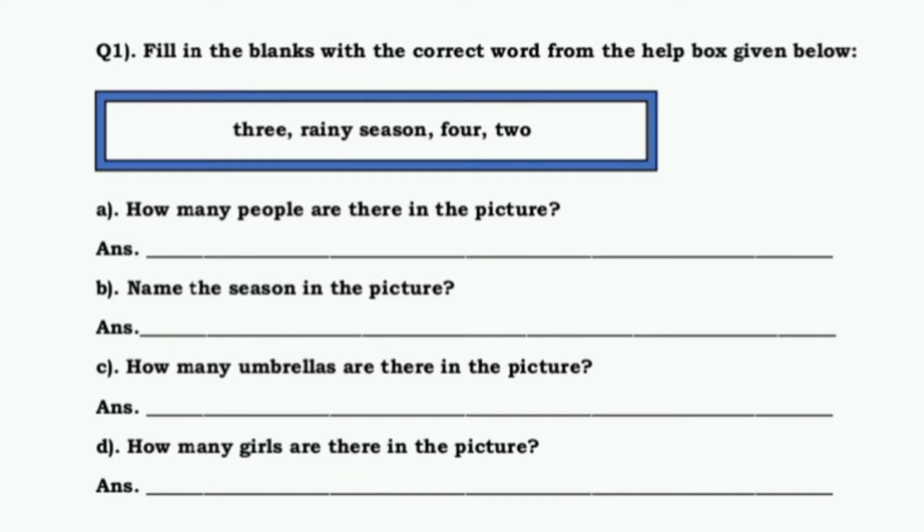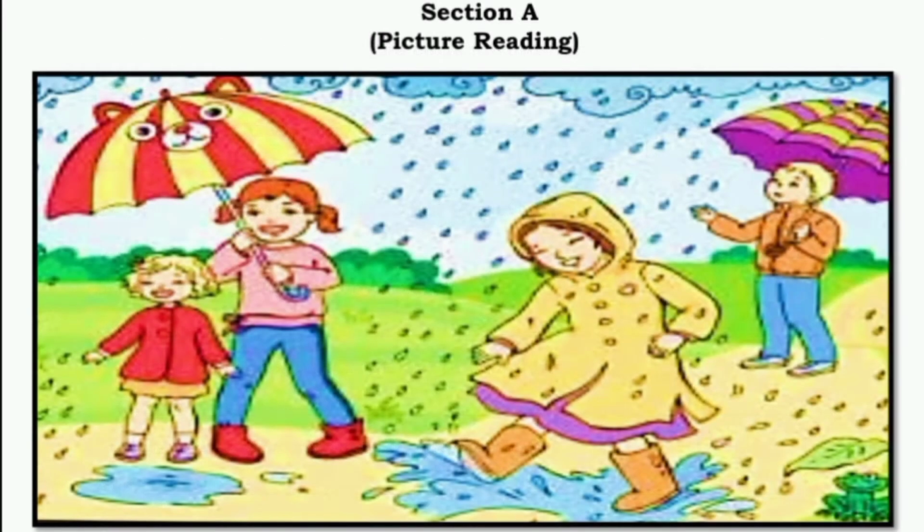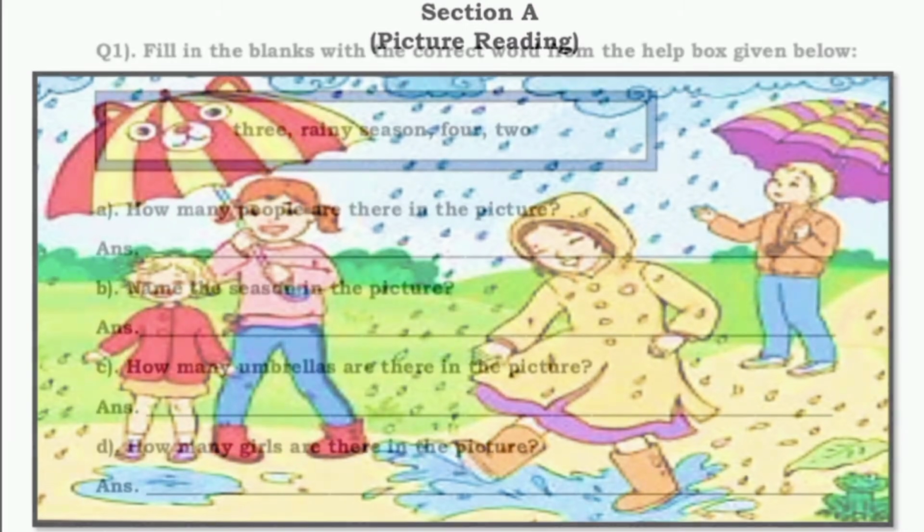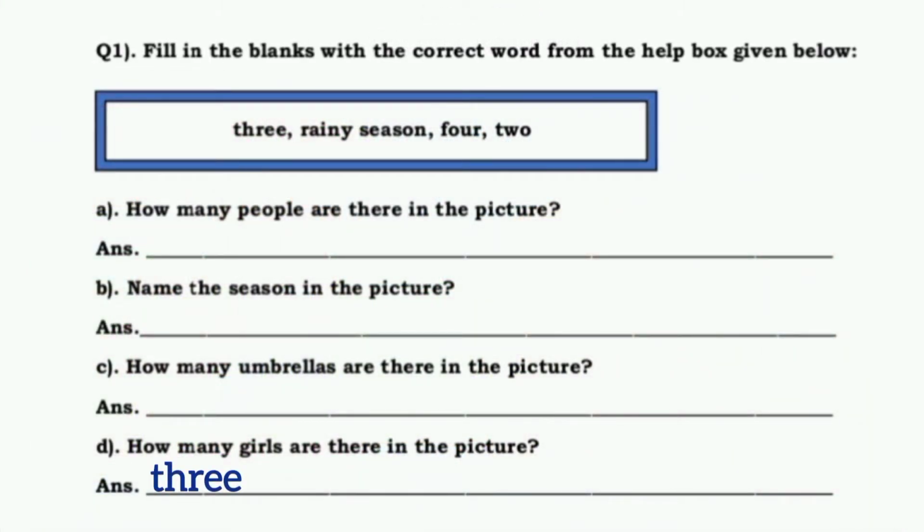Now the next question is, how many umbrellas are there in the picture? And in the picture we had seen that there were 2 kids who were holding the umbrellas. So there are 2 umbrellas in the picture. Now let's move ahead and see what is the next question. So the last question is, how many girls are there in the picture? So come, let's see the picture once again and see how many girls are there. So kids, I can see that there are 3 girls. Thus, the answer will be 3.